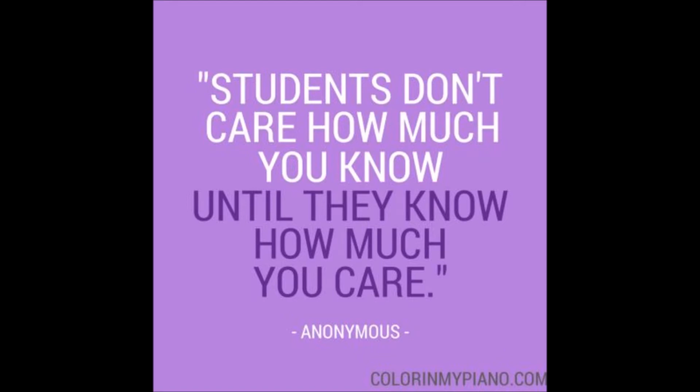In studying about motivation theory, its impact on curriculum, and how to motivate students, I came across this quote: "Students don't care how much you know until they know how much you care." I think that is paramount in learning about education and curriculum. Your students need to know that you are invested in them, so that they can become invested in you.